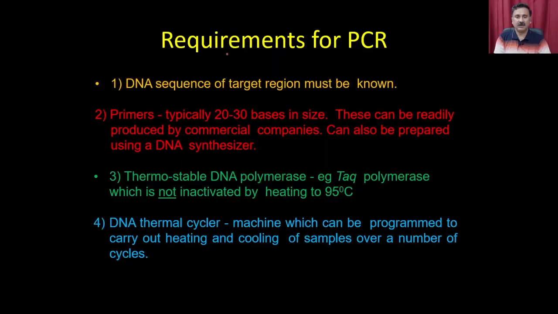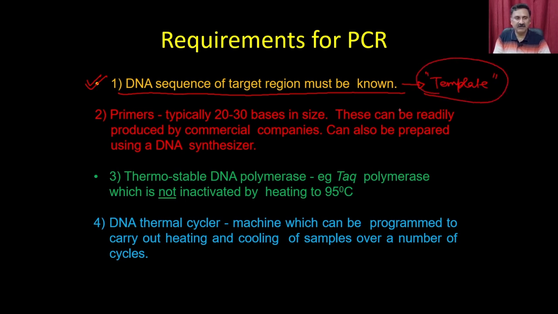Now, if you want to perform the PCR, what are the different requirements? You require the DNA sequence of the target region to be known. That is going to give you the template. So you should know the information about the template from where you are going to do the amplification. Then you require the primers. Taking the sequence from the template, you can design the primers, and these can be readily produced by a commercial company.